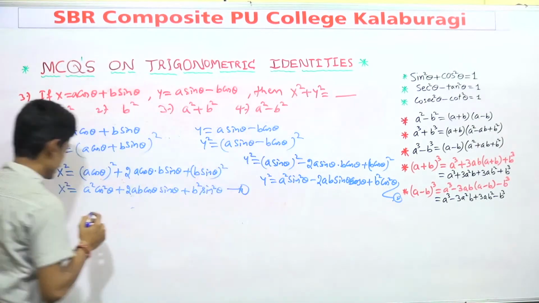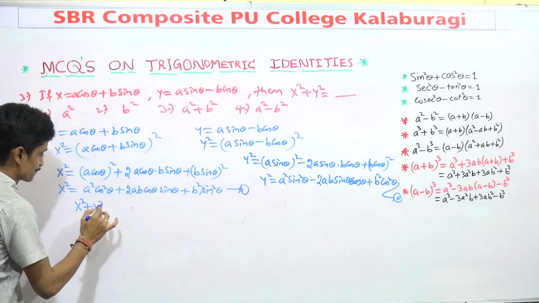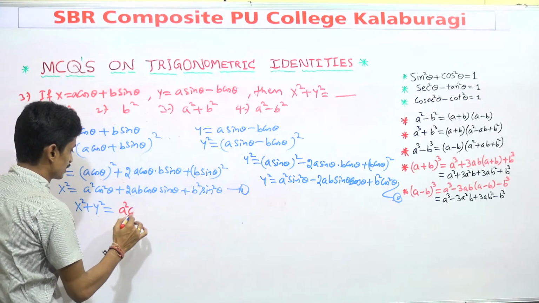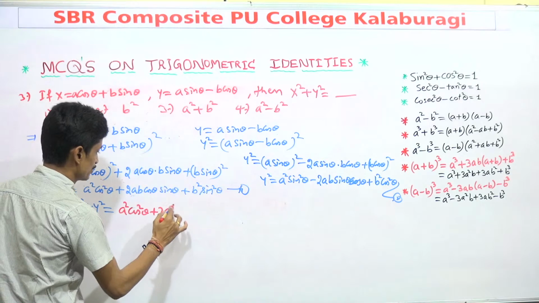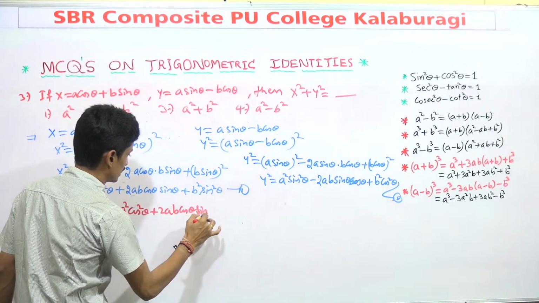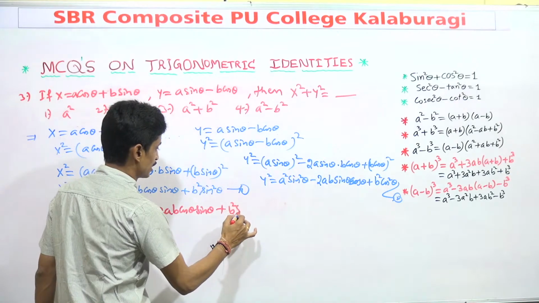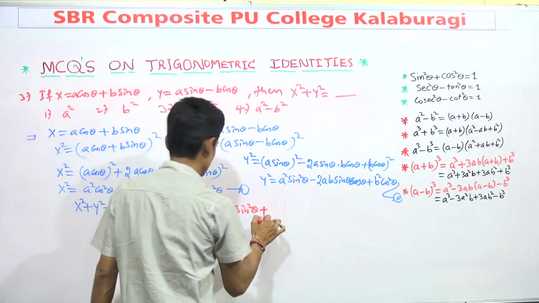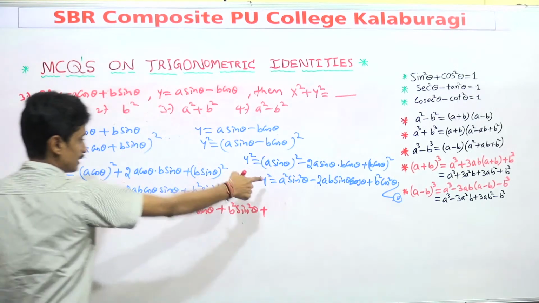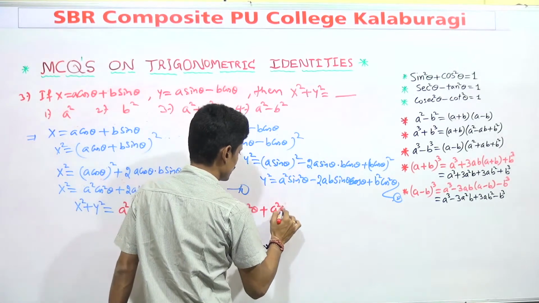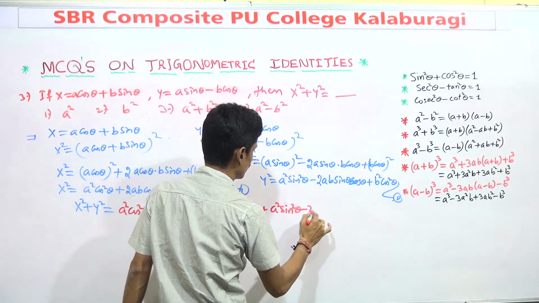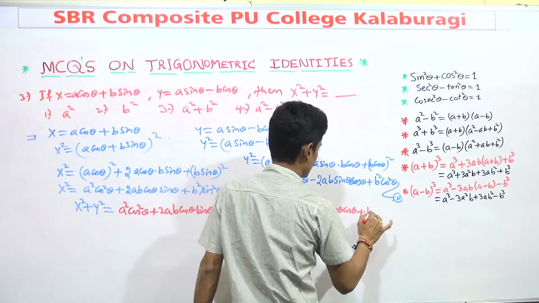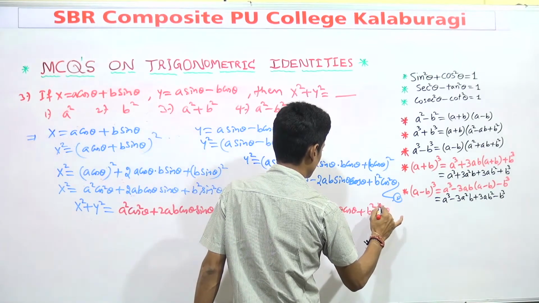In the question we need x square plus y square. x square plus y square means we write all those terms: a square cos square theta plus 2ab cos theta into sin theta plus b square sin square theta. This is the value for x square. Now we write plus y square. What is the y square value? a square sin square theta minus 2ab sin theta into cos theta plus b square cos square theta.